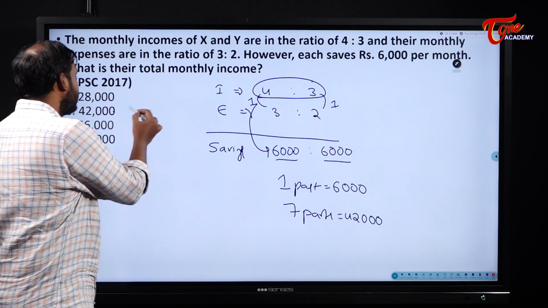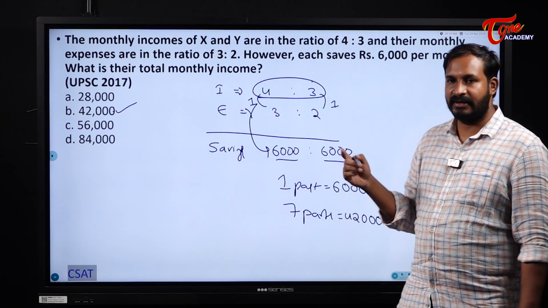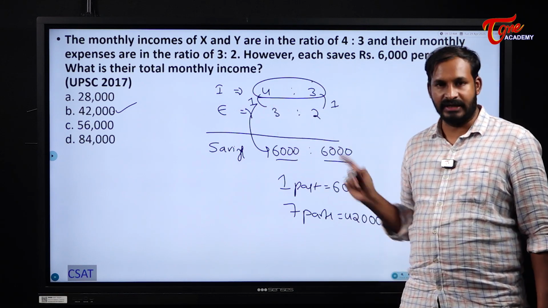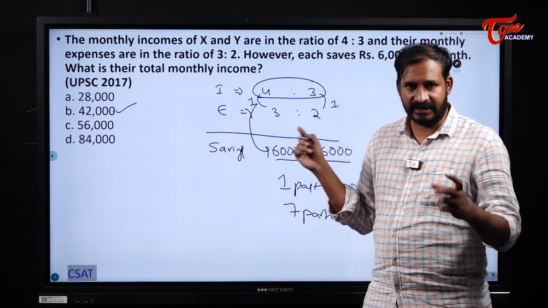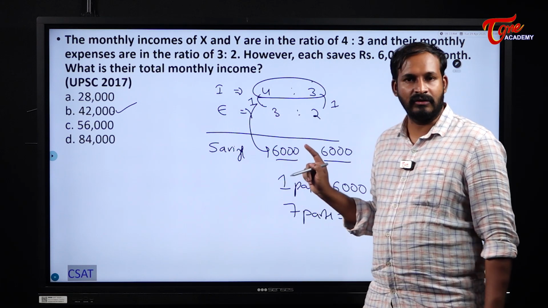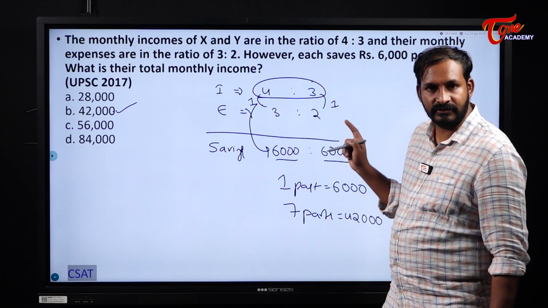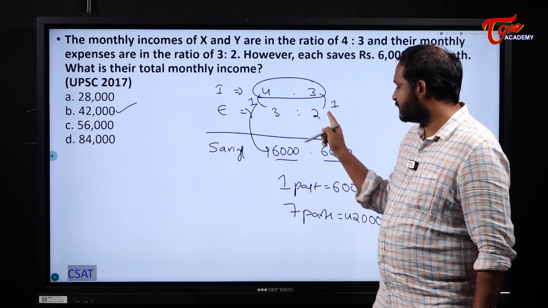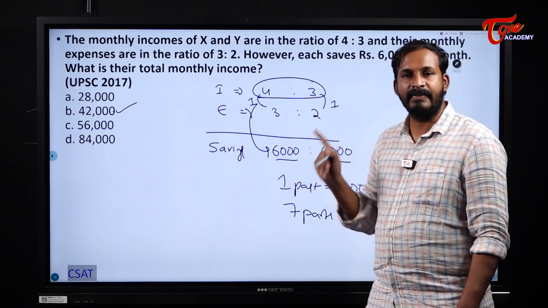This will not happen with every question. Luckily, in this case it happened. In some other questions, these differences will not be equal. So first, by doing some technique or method, we should equalize this difference, and then we can solve the problem in the similar manner. Understood? In this case, the difference is equal, so directly we will get the answer. There will be no problem. But this will not happen with every problem.